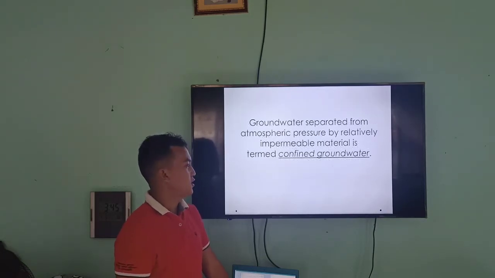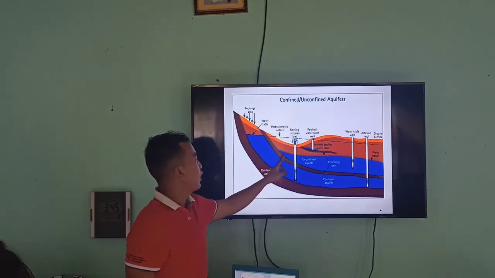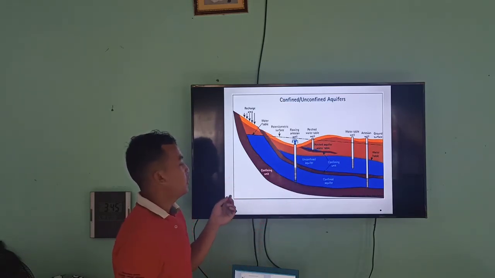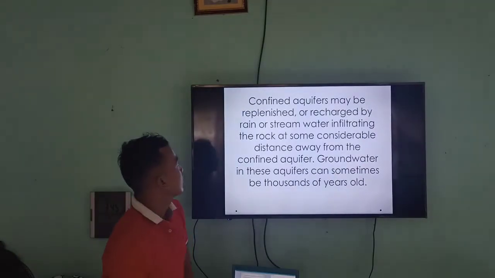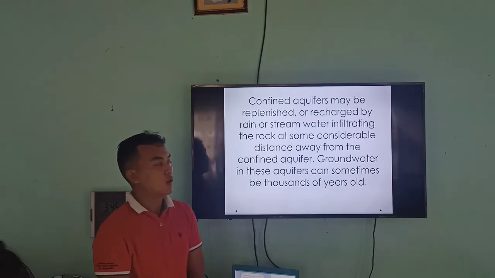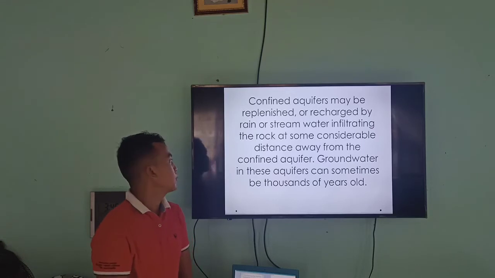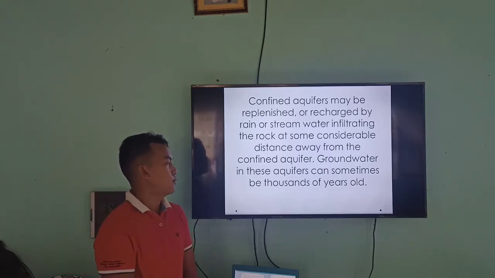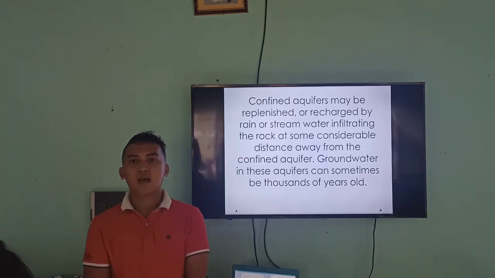So let's go back to the illustration, and as we can see, this is a flowing artesian well. It's because water from the confined aquifer came out to the Earth's surface. Confined aquifers may be replenished or recharged by rain or stream water infiltrating the rock at some considerable distance away from the confined aquifer. Groundwater in these aquifers can sometimes be thousands of years old. Thank you and have a good day.